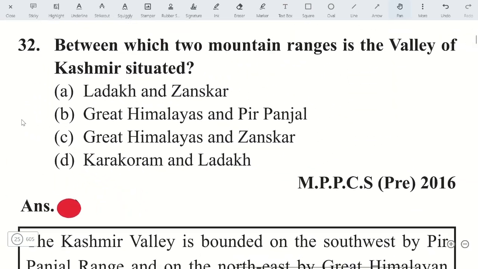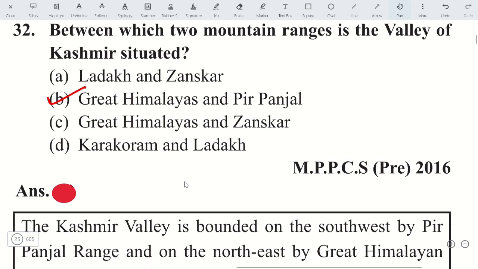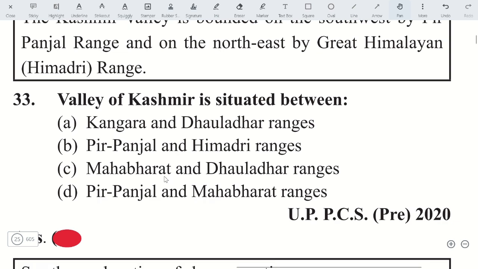Between which two mountain ranges is the Valley of Kashmir situated? It is situated between Greater Himalaya and the Pir Panjal range. B option will be correct. Kashmir Valley is located between Great Himalaya and Pir Panjal. Pir Panjal and Himadri, also called Great Himalaya. Then B option will be correct.